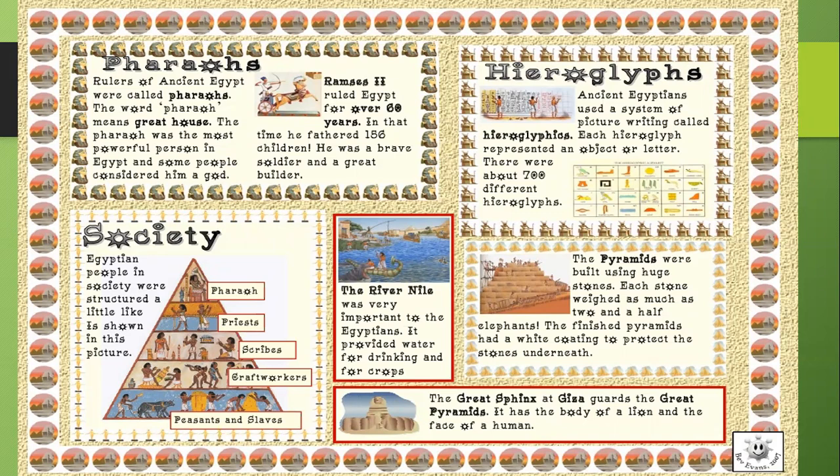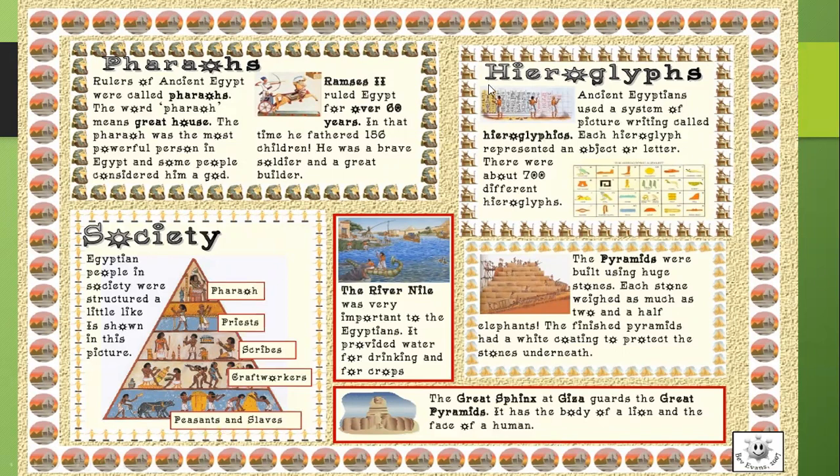So you have at the top the pharaohs. Pharaohs were the rulers. The word pharaoh means great house. The pharaoh was the most powerful person in Egypt, and some considered him to be God. So most of them they considered to become gods or be gods. Ramses II ruled Egypt over 60 years. In that time, he fathered 156 children. He was a brave soldier, and he was a great builder.